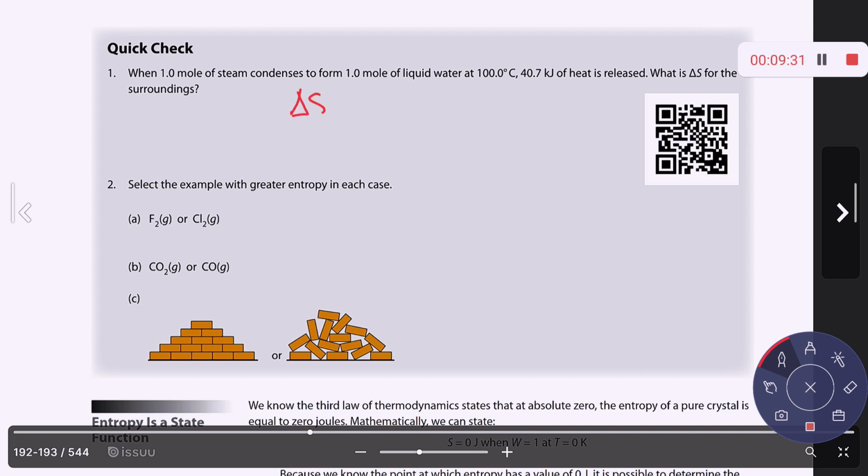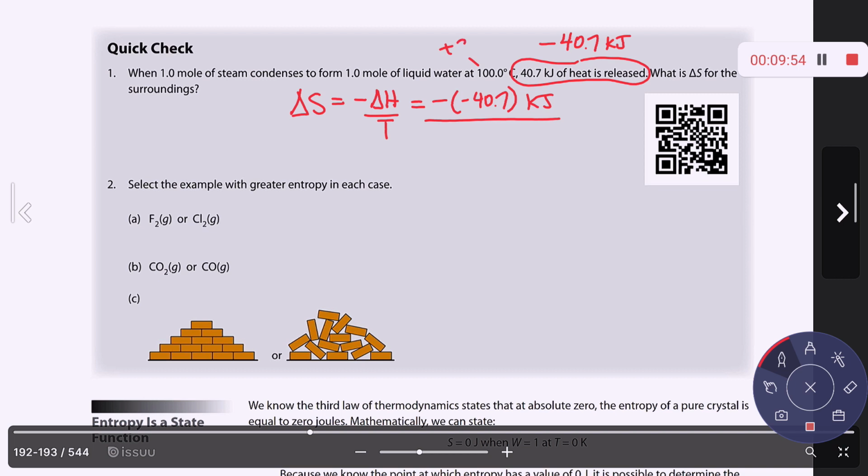So the change in entropy of the surroundings is going to be equal to the negative delta H divided by temperature in Kelvin. Now, since they told us that heat was being released, that means this is a negative 40.7 kilojoules, because that would be exothermic. So a negative of a negative would be positive. And then you would divide this by, add 273 to the degrees Celsius, so 373 Kelvin. And then when you divide this out, you're going to want to probably convert kilojoules to joules. And you're going to end up with 109 joules per Kelvin.